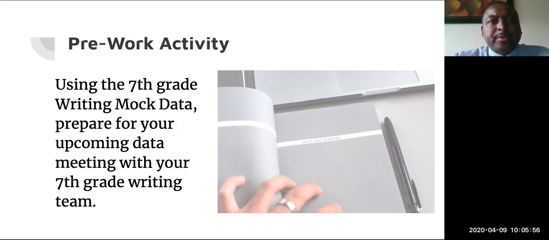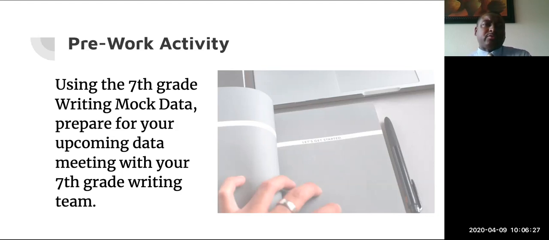Okay, so now you had an opportunity to go through that part of the meeting. We're going to, as I mentioned before, do some heavy lifting by doing a pre-work activity. This pre-work activity is a scenario in which you're going to pretend that you are going to become a facilitator of a 7th grade writing DDI meeting. Prior to this DDI meeting, we're going to live in what takes place before I facilitate a data meeting, regardless of what subject area.